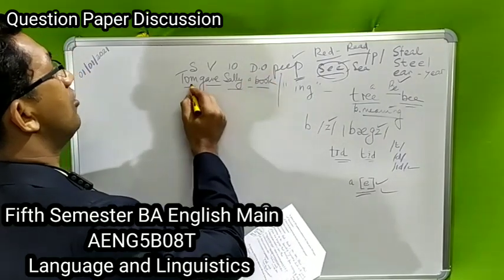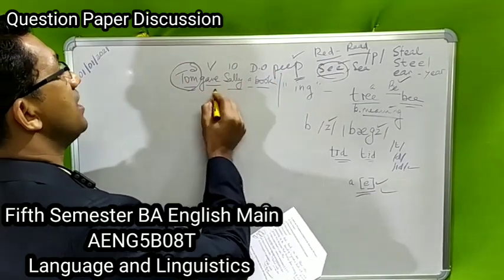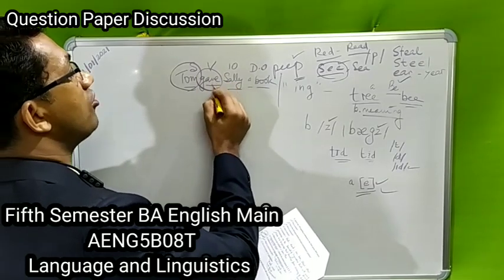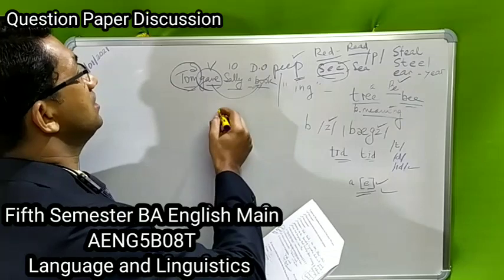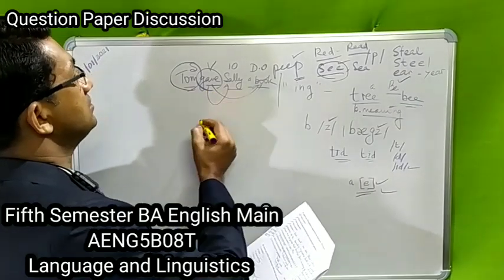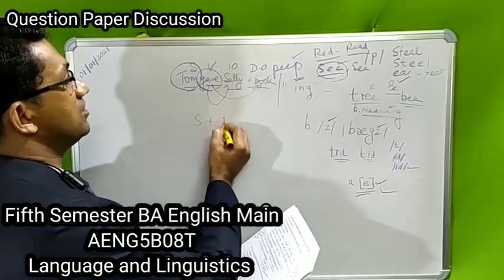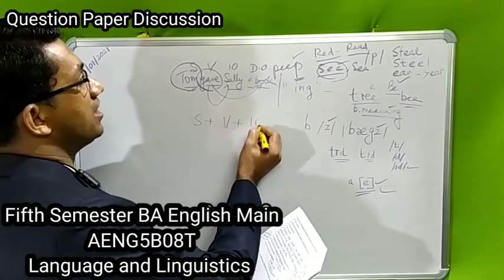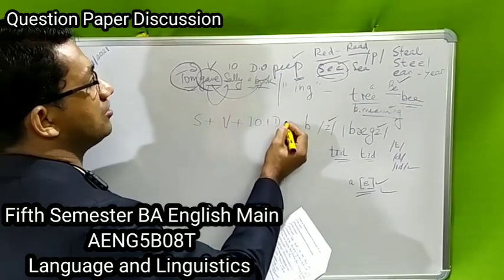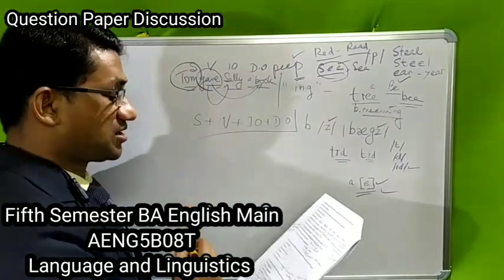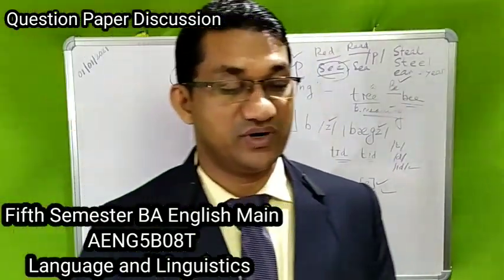Okay, so Tom subject, gave verb, gave what? A book, direct object. Gave whom? Sally, indirect object. So it is subject plus verb plus indirect object plus direct object. That is the sentence structure. Very important for examination.